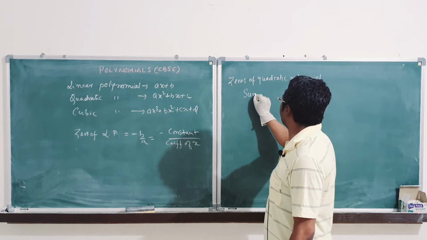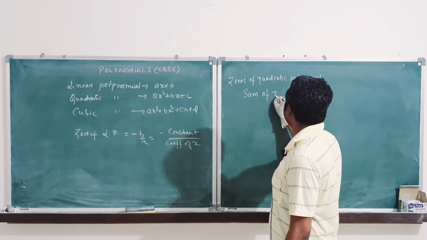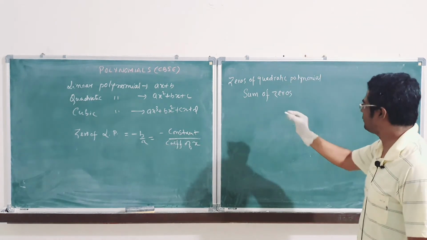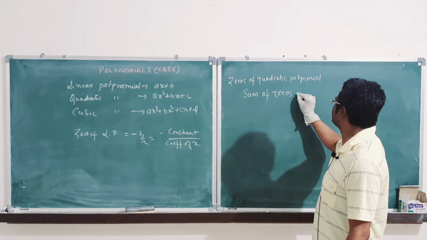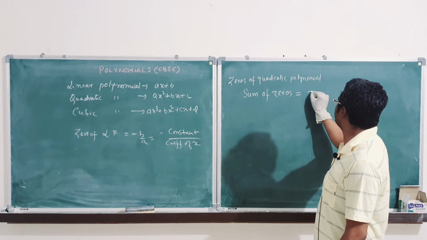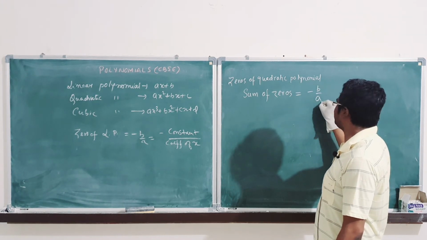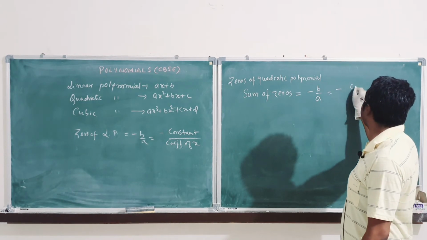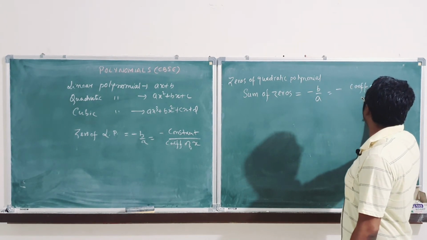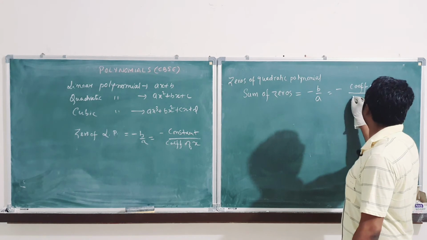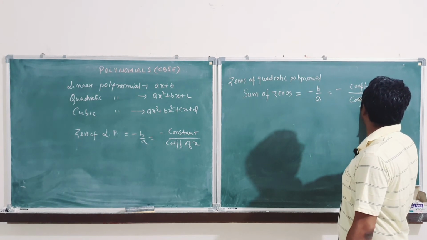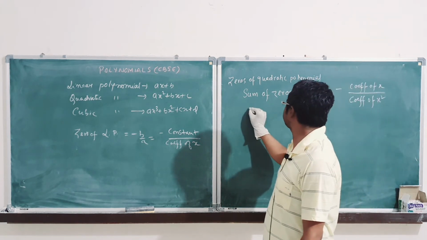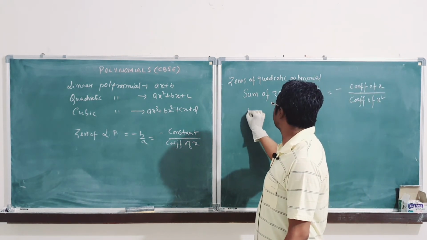One is the sum of zeros, that is basically the sum of roots in case of quadratic equations. We are talking about polynomials only. So the sum of zeros is equal to minus b by a. The formula basically remains the same, it doesn't change. So this is minus coefficient of x by coefficient of x square.